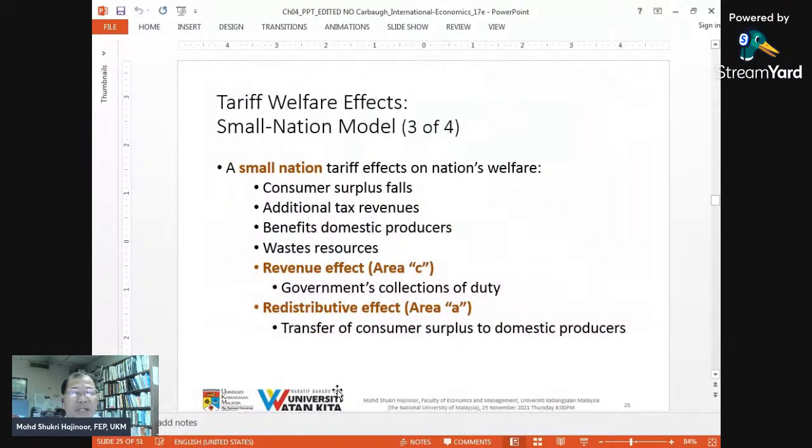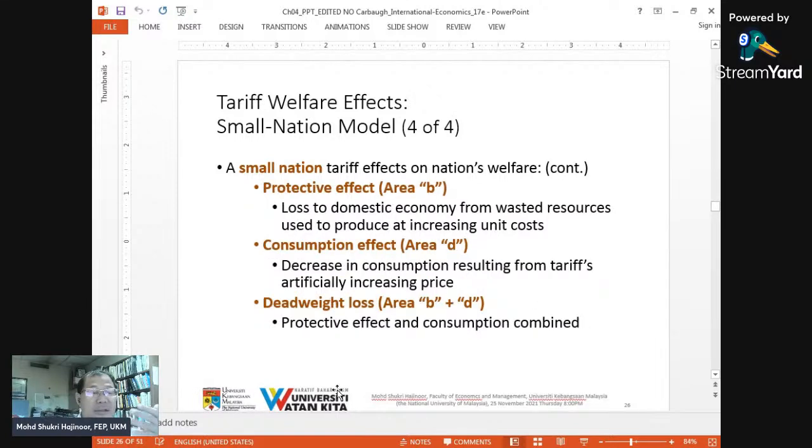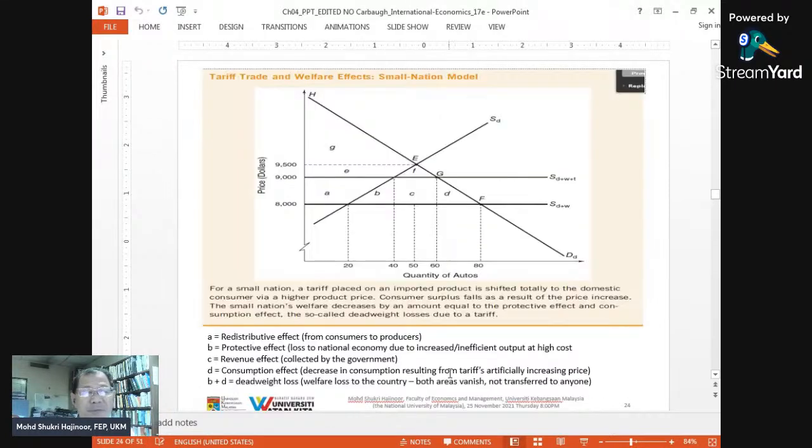So, small nation, tariffs impact on welfare: consumer surplus falls, additional tax revenues, benefits domestic producers, waste of resources, revenue effect, already explained that one, consumption and deadweight loss, already explained. Yeah, we have to get to the conclusion, which is not mentioned here. The conclusion is that in a small nation, a tariff will be welfare decreasing for that country. Welfare decreasing because of the existence of the two here, deadweight loss, B and D. This is the deadweight loss.